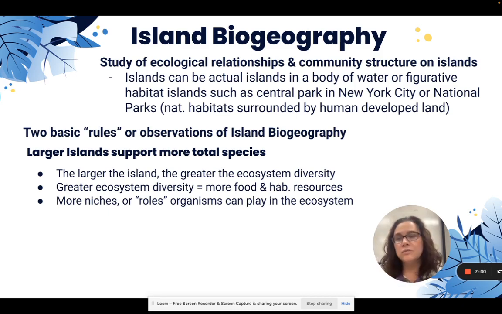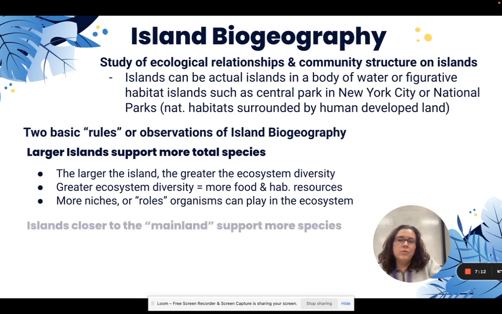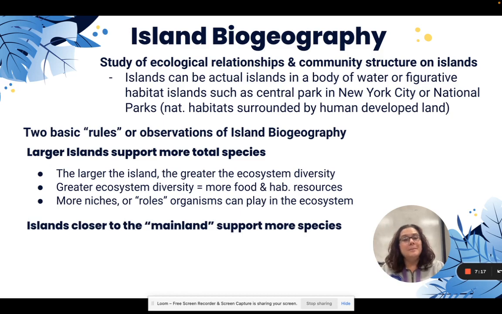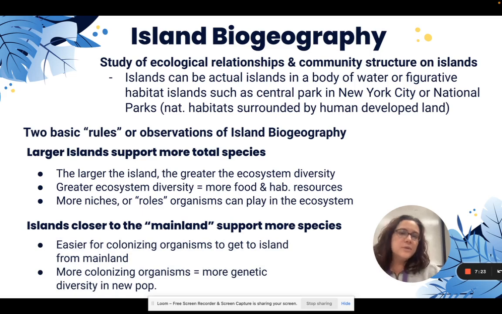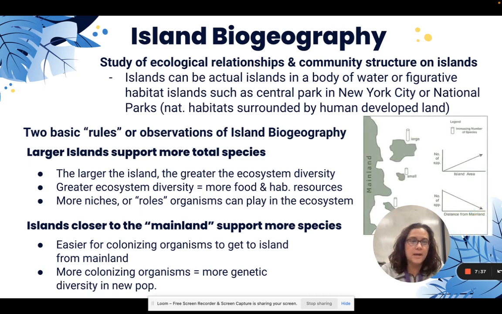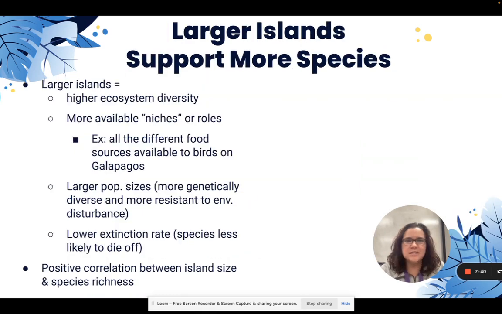We have 2 general rules to this. Number 1, the bigger the island, the greater the ecosystem diversity. That makes sense. With greater ecosystem diversity, we get more food, more habitat, more niches, so we can have more living things, more species in that area. Number 2, islands closer to the mainland, or wherever they've branched off from, are going to support more species. The reason is colonizing organisms can move to that island quicker or easier if it's closer. And if we have more colonizing organisms moving in, we're going to have more genetic diversity in that new population.